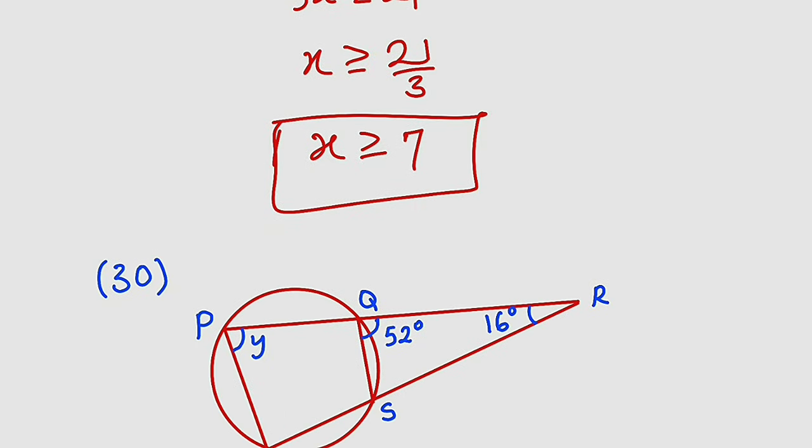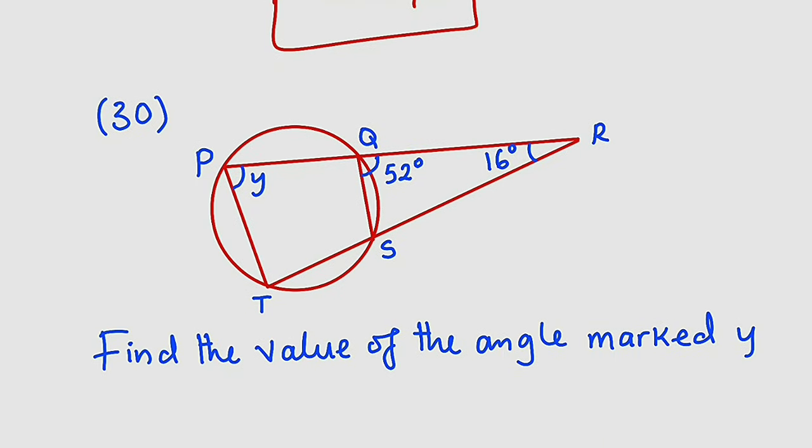Now let us move on to question number 30, which you can see right here. We are given a diagram here, which is under circle theorem. And we are asked to find the value of the angle marked y. So we are looking for this angle. But pay attention to this. This is a triangle, right? What about this one? This is an exterior angle of that triangle. And according to the theorem, the exterior angle of a triangle is equal to the sum of the two interior opposite angles. So once you add these two together, you're going to get this.